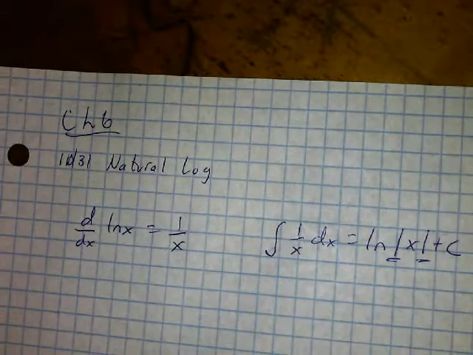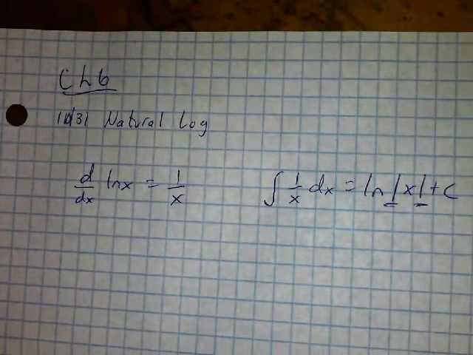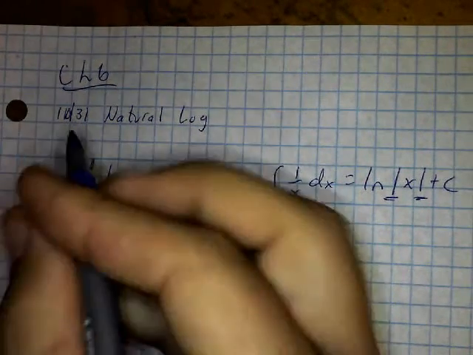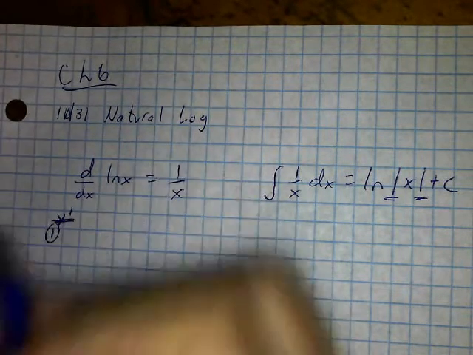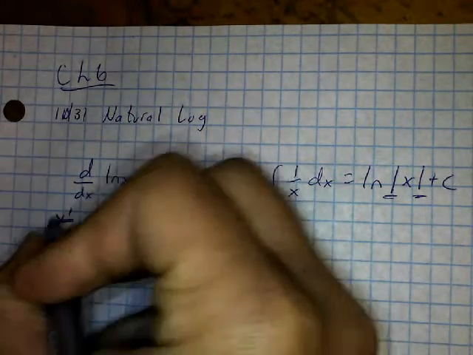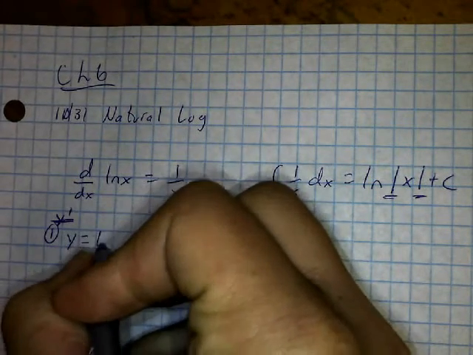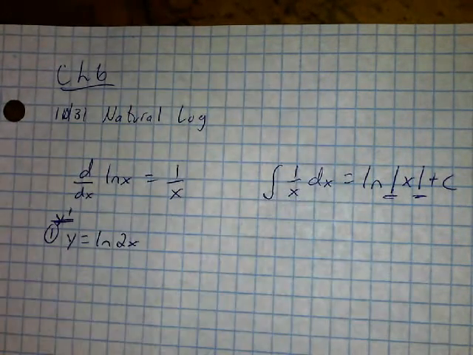So let's do some quick examples. First, so many examples will be to simply take the derivative. So let's take the derivative of the following. Let's find y prime. Number 1, y equals natural log of 2x.